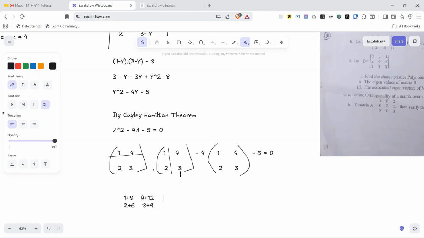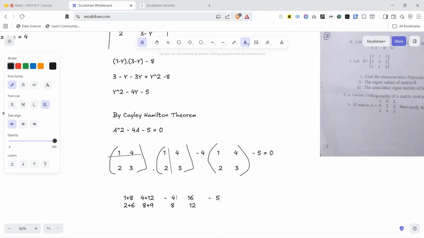Then we would now have a minus 4. So minus 4 times 1 is minus 4. Minus 4 times 4 is going to be minus 16. Then minus 4 times 2 would be minus 8. Minus 4 times 3 would be minus 12. Then minus 5.